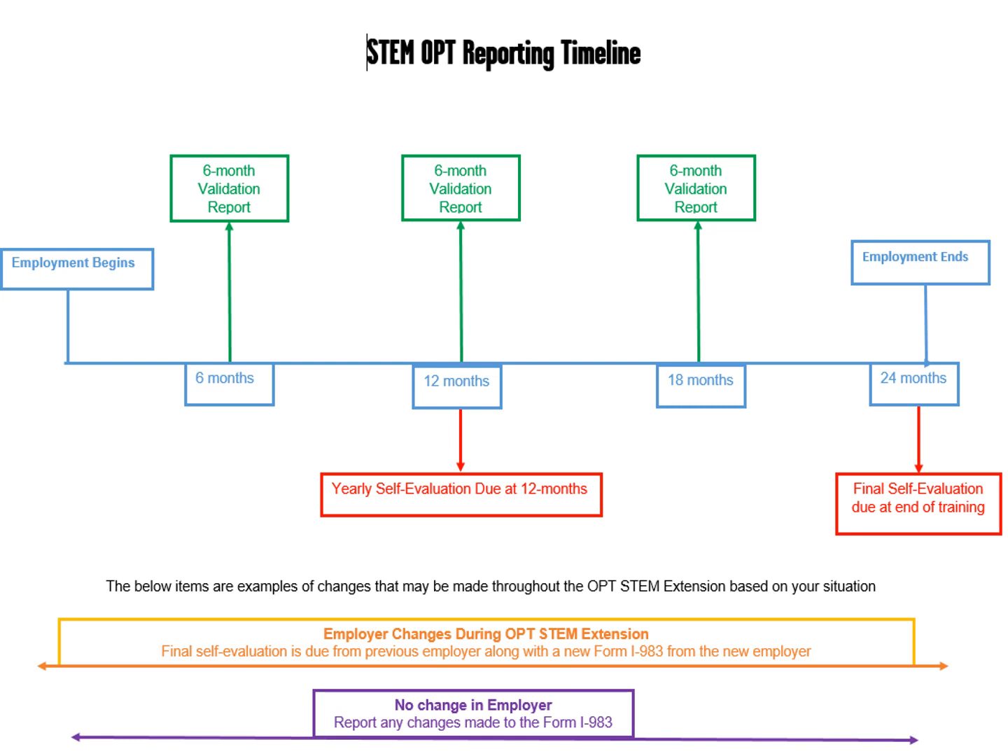Another situation that can occur during the STEM OPT extension is any change to the information on your Form I-983. This is called a material change. For example, the site location changes, your supervisor changes, or any change is made to your training plan. You must report these changes in the ISD Portal OPT update as a material change and upload the updated Form I-983.